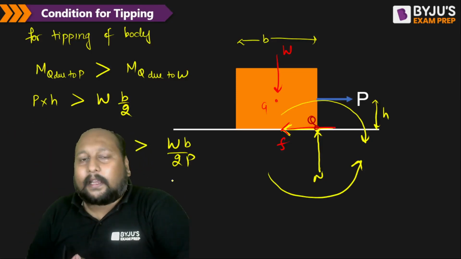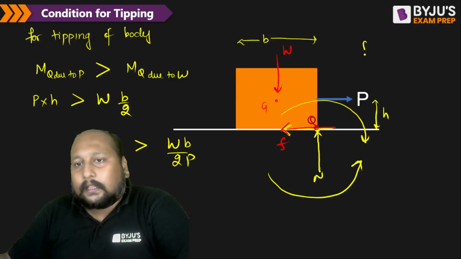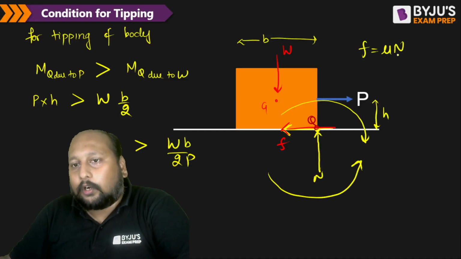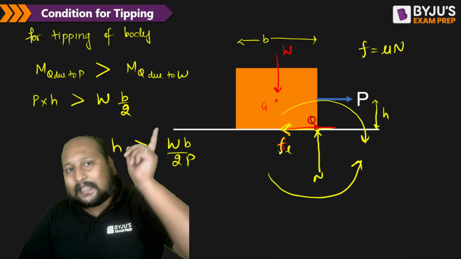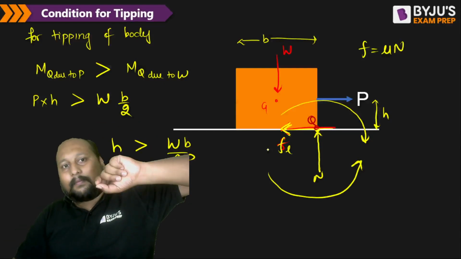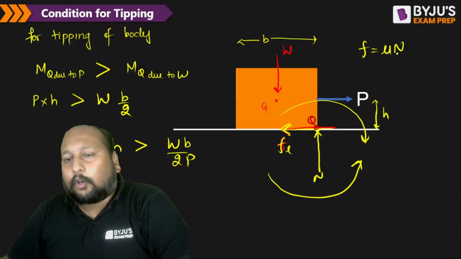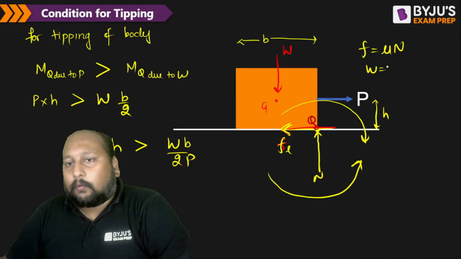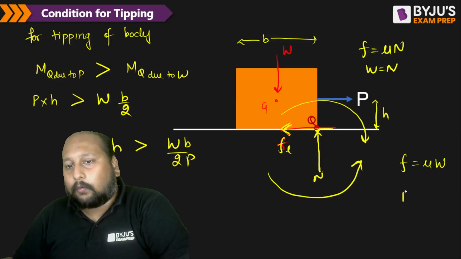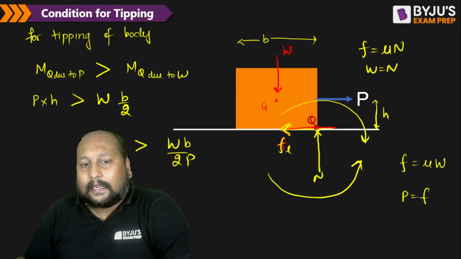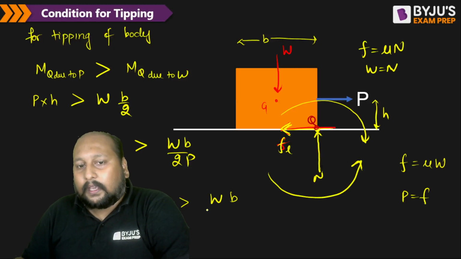Now I am talking about the limiting condition. So definitely can we say that this friction will be equal to the limiting friction, that is mu into N. This friction will simply be the limiting friction, because at that point the body will be in the limiting case. So F is equal to mu into N, W is equal to N. So can we say F is equal to mu into W, right? Okay, so we can place this value, and P is equal to F. So placing the entire values over here, W into B by 2, P can be written as F, that is mu into W.